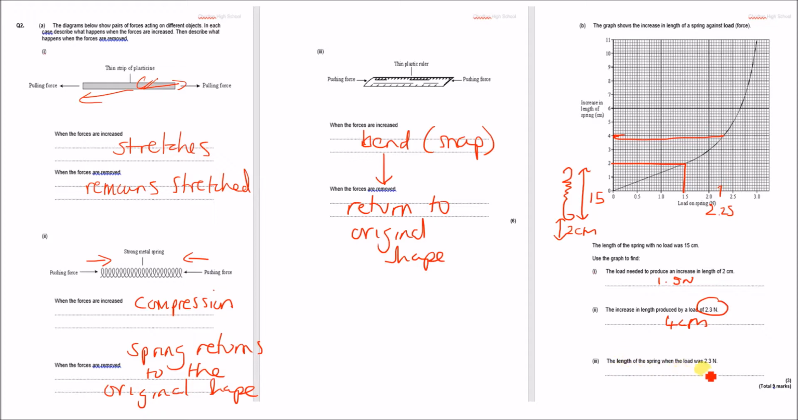The length of the spring when the load was 2.3. Well, we know that the original length was 15 centimeters and it's extended 4 centimeters. So 15 plus 4 is going to give you 19 centimeters.